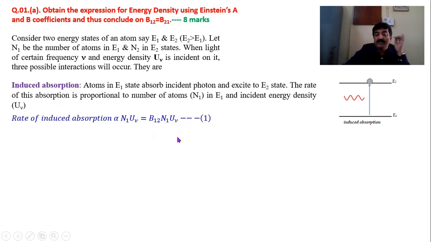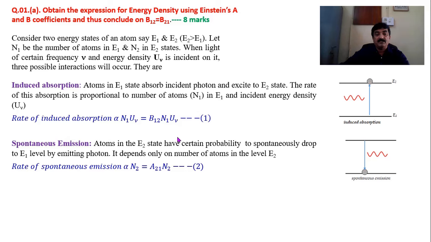So like this you have to write 3 different possibilities. The second possibility is called spontaneous emission. Atoms in the E2 state have a certain probability to spontaneously drop to the E1 level. You need not use the same words here. The main thing is what spontaneous emission is. Here the atom goes to the excited state, but it won't stay there. It will come back within 10 power minus 8 seconds spontaneously. So it goes to a higher level and comes down to the ground state spontaneously. This is nothing but spontaneous emission.